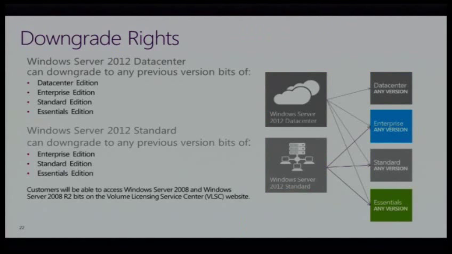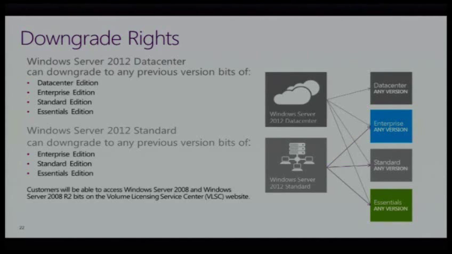Customers are able to downgrade their bits to a previous version or edition of Windows Server. As always, customers that have Data Center Edition will be able to downgrade to any previous version or edition. Customers with Windows Server 2012 Standard Edition can downgrade to any previous version of Standard Edition, Enterprise, or Essentials. Customers with Windows Server 2012 Data Center can downgrade to any previous version of any edition.